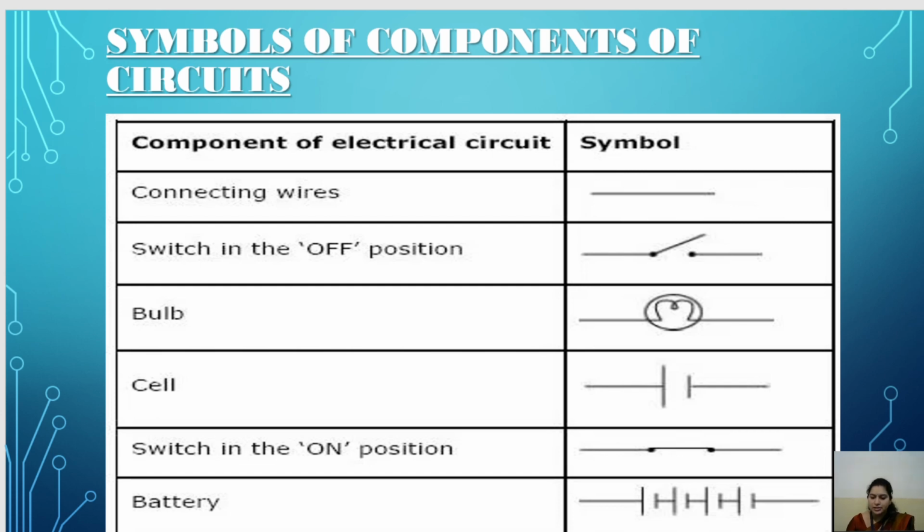When multiple cells are connected together, they form a battery. Can you tell me how many electrical cells are connected in this battery? 1, 2, 3 and 4. So we have 4 electrical cells connected in this battery. Children, you should remember all these symbols of the components of the circuit.